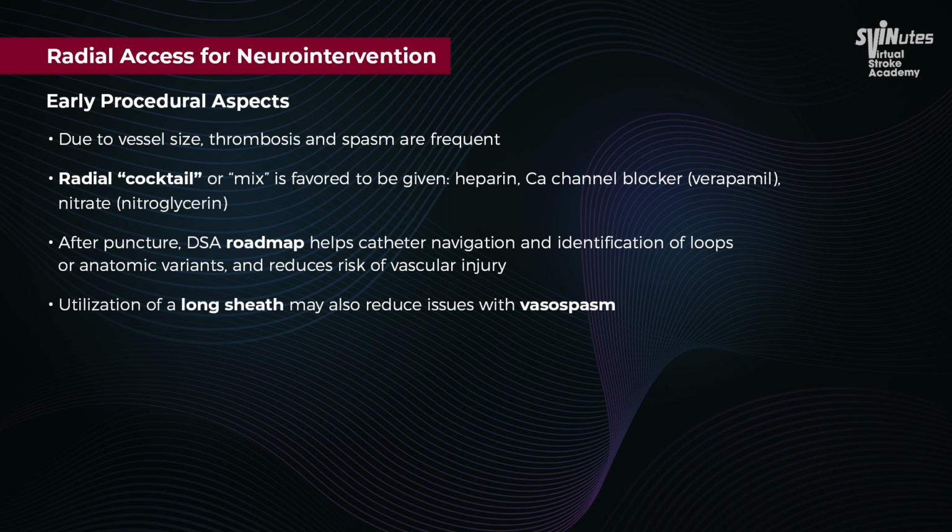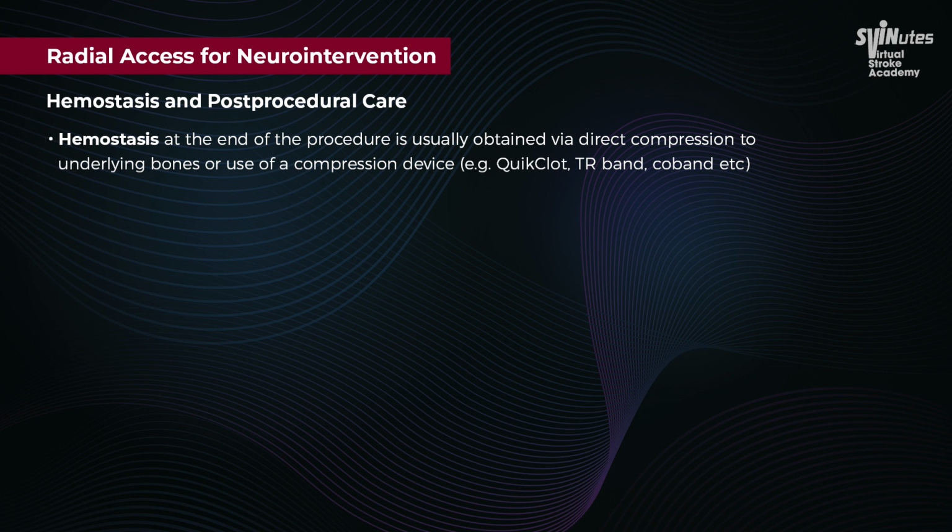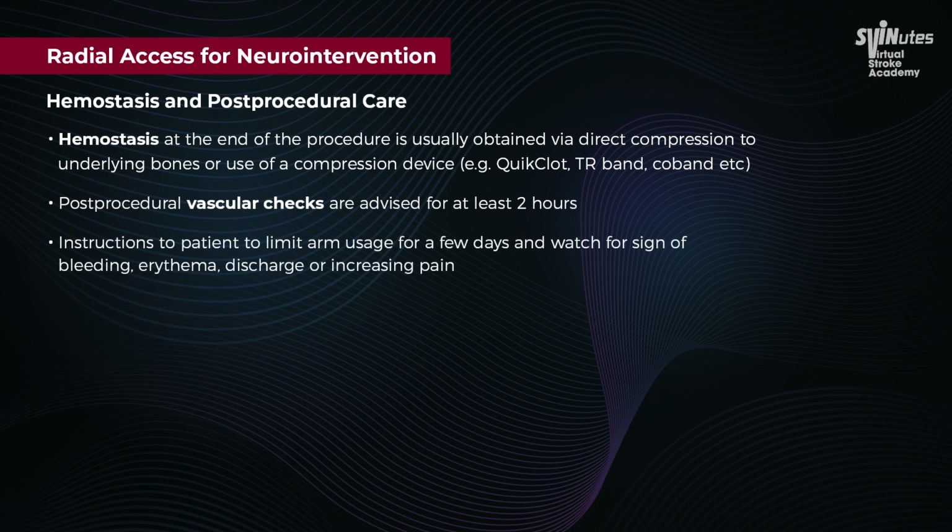Utilization of a long vascular sheath may also reduce issues with vasospasm by bridging the segment of the vessel most prone to developing vasospasm. After successful completion of the procedure via radial access, hemostasis is usually obtained via direct compression of the radial artery to the underlying bones or use of an external compression device. Post-procedural vascular checks are advised for at least 2 hours after completing the procedure to detect any unusual vascular complications. Patients are instructed to limit heavy usage of the affected arm and watch for signs of bleeding, erythema, discharge, or pain at the wrist.